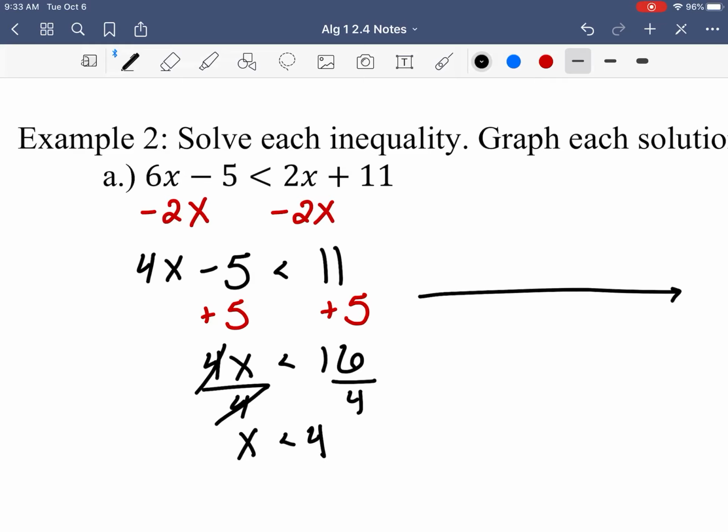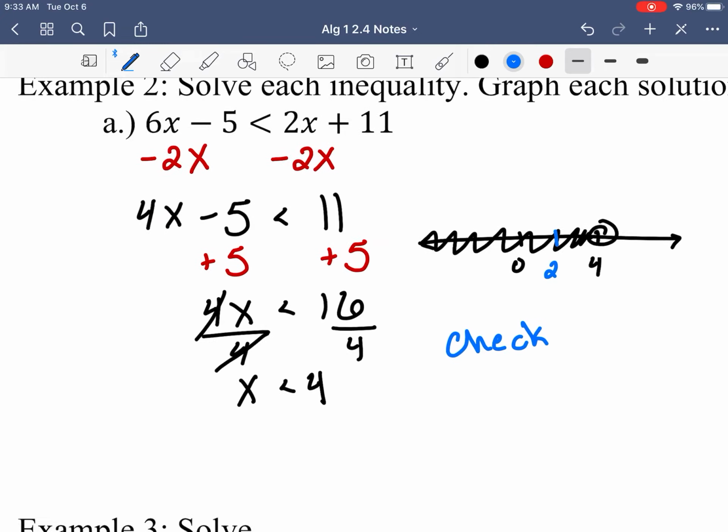So let's go ahead and graph this. Here's 0. Here's 4. This is strictly a less than, so we're going to have an open dot here. And then we want less than, which is this direction. Okay. So always a good idea, check. Let's go ahead and pick a number over here. I don't know, the number 2 is over there. So let's check it. Make sure it worked. So we're going to do that too.